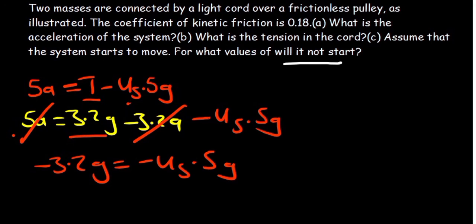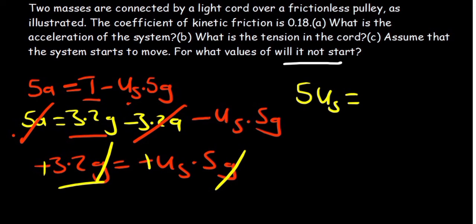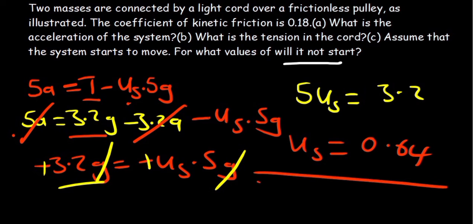So we see that g is common and it can cancel out, and the negatives cancel out, so it becomes positive. So we have 5 mu s being equal to 3.2. So our minimum coefficient of static friction, which can possibly avoid it moving, is basically 3.2 divided by 5, which is 0.64. So that is how you approach a question.